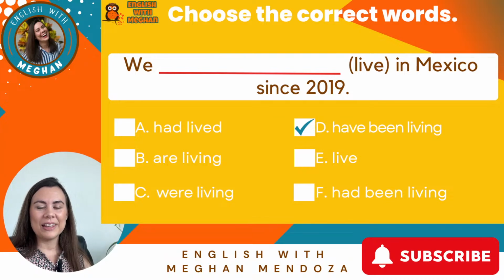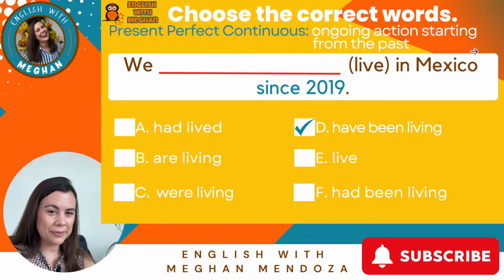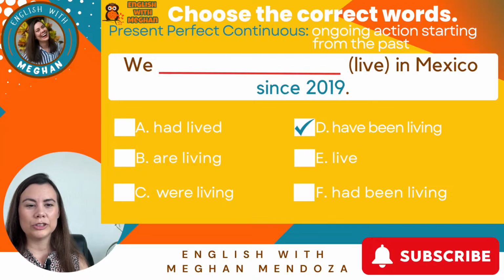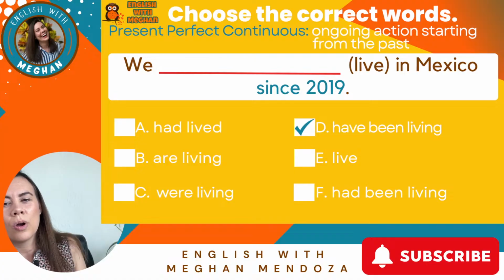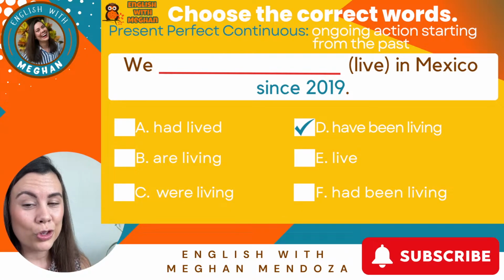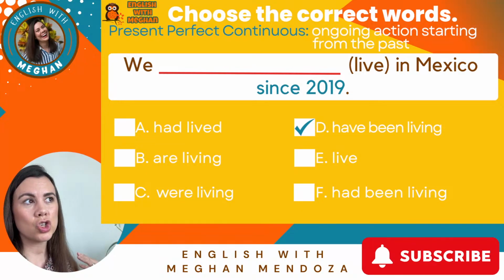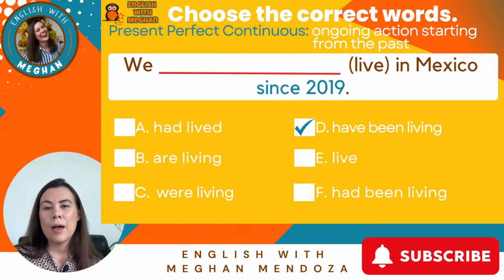Okay, have been living. How do we know that this is the answer? What's our reason? What is our reason that it's present perfect continuous? Yes, that's right in the chat, because again, since is coming. So we have our since plus our specific start date. Now you can say we have lived in Mexico since 2019. That is totally fine, right?